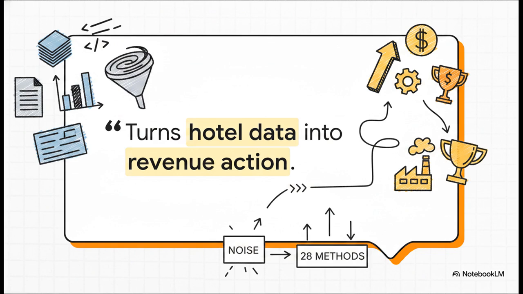So to really summarize the incredible value of ditching the old model and upgrading to this new paradigm, this system turns hotel data into revenue action. It takes all that noise, the endless, confusing spreadsheets, those overwhelming passive dashboards, and distills it all down into a 28-method framework that tells your team exactly what they need to execute today to maximize revenue tomorrow.